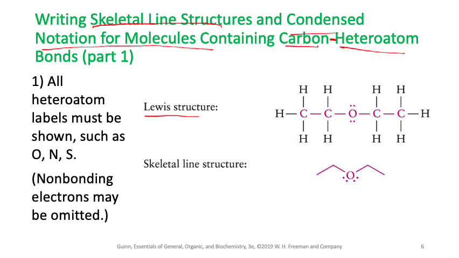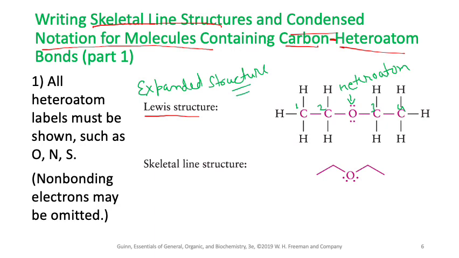This is a loose structure given for a compound. If you can see, you have 1, 2, 3, 4 carbons, and then between 2 and 3 you have one heteroatom over here. So this is a loose structure, which we also call an expanded structure, because we are expanding the structure and showing each and every bond that we have in the given molecule. And now how are we going to write the skeleton line structure?